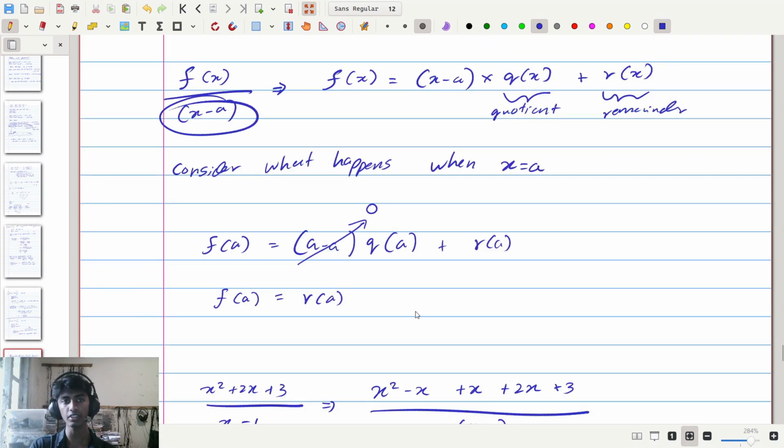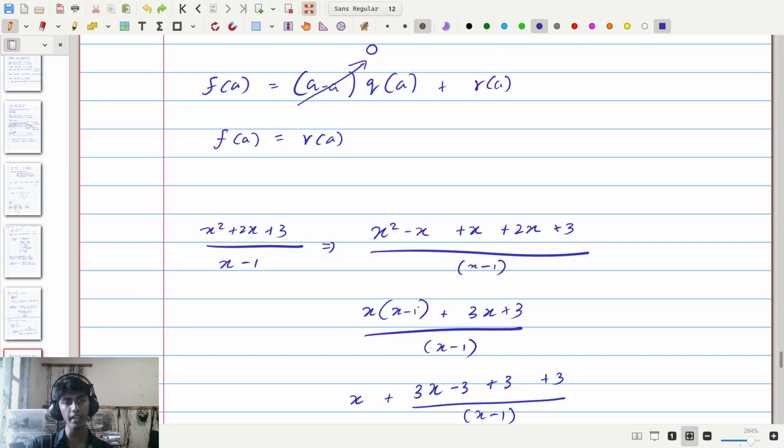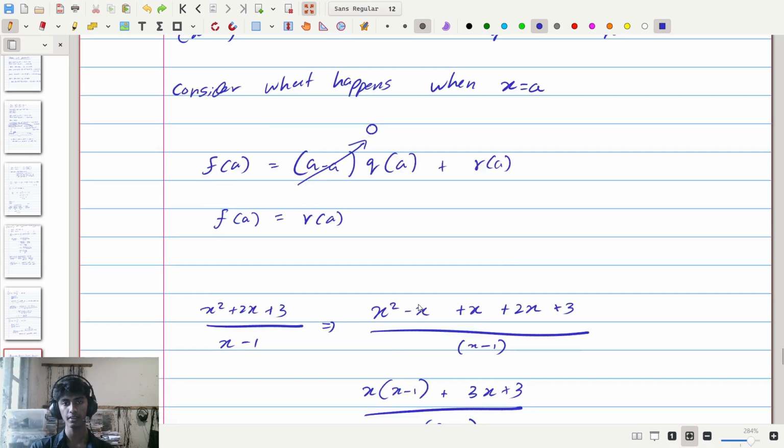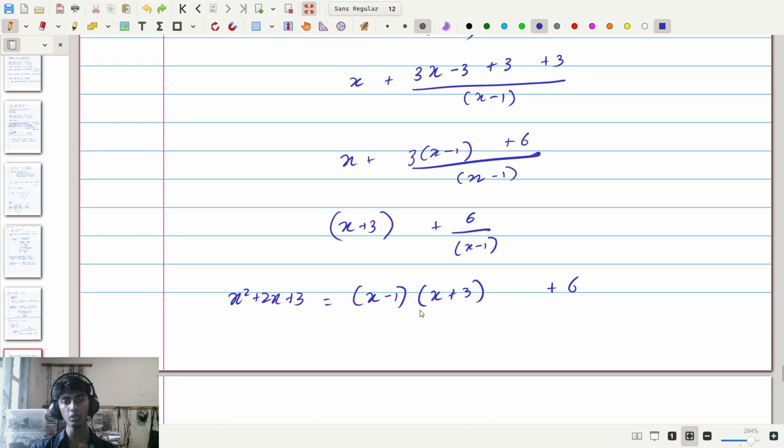Here we divide by x minus a. In this case, we are dividing by x minus 1. So what we need to consider here is the case when x is equal to 1, because here what we considered was the case when x was equal to a. So, substituting x equals 1 here, we can see that this part goes to 0, because 1 minus 1 is 0. So, the whole thing goes to 0.